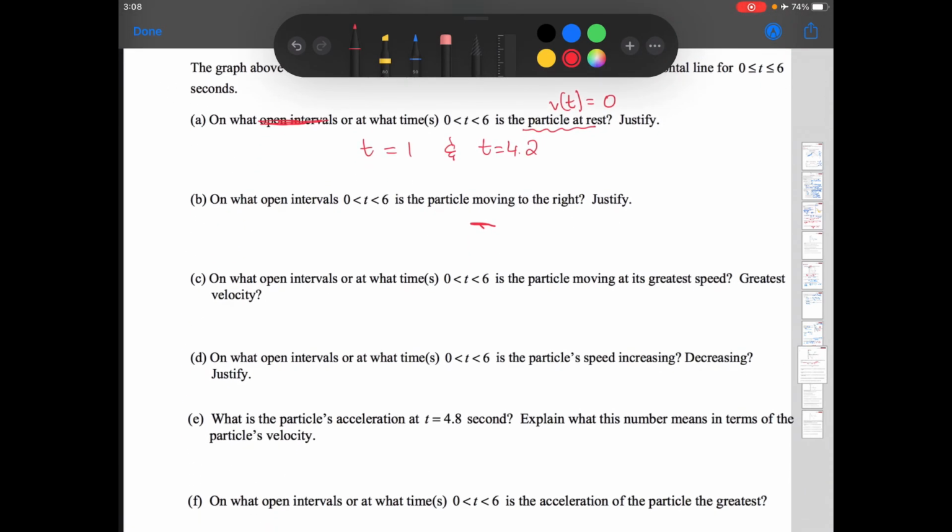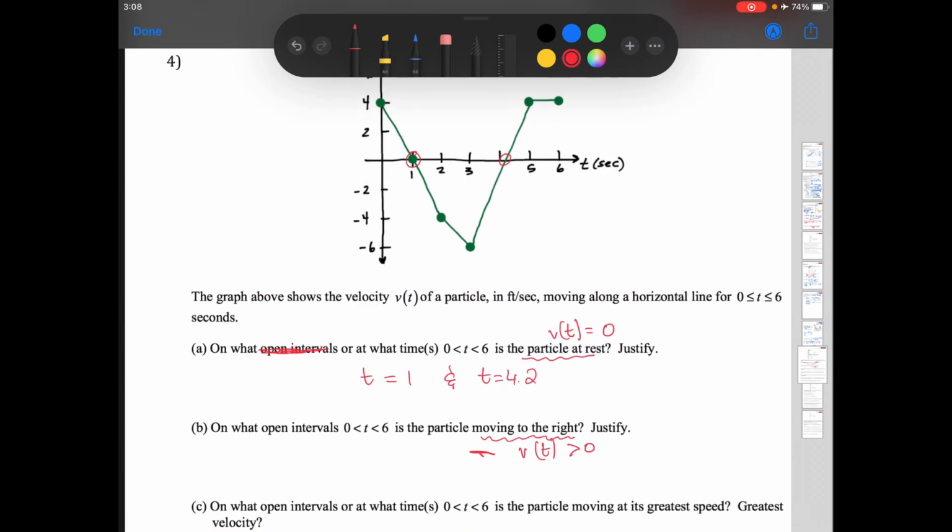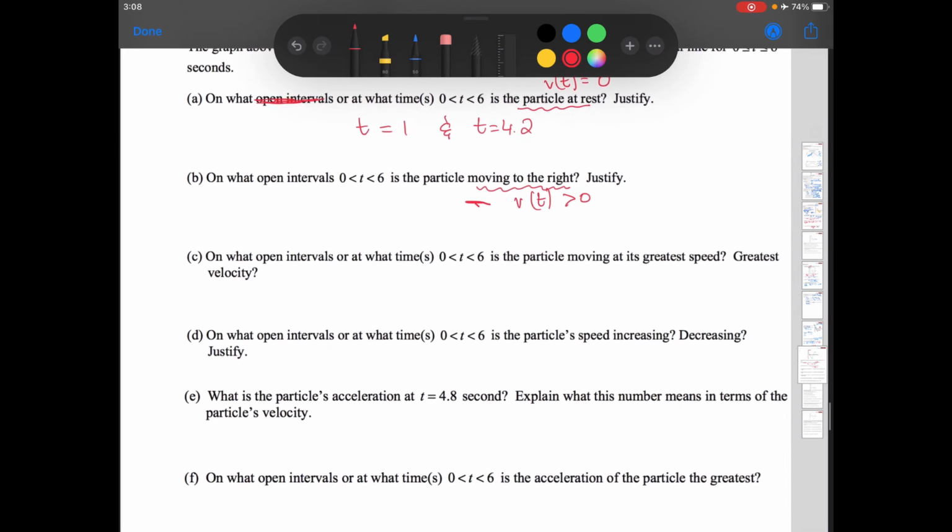Now, on what open interval is the particle moving to the right? Again, go back to your definition. The definition of a particle moving to the right is when velocity is greater than 0, or positive, or where the graph is above the x-axis. So look at the intervals where it is above the x-axis. It is from 0 to 1, and then from 4.2 to 6.